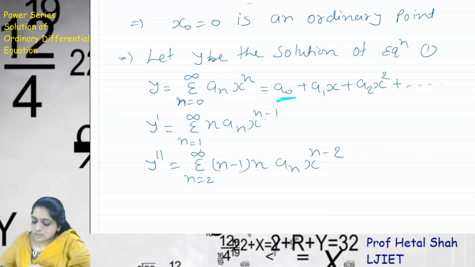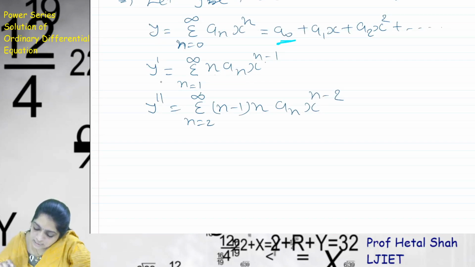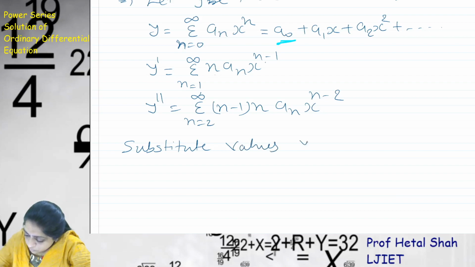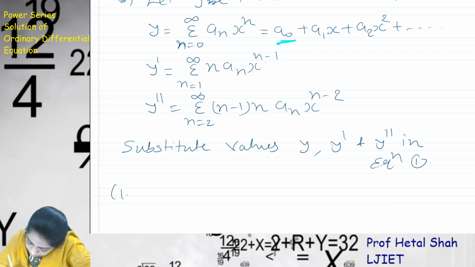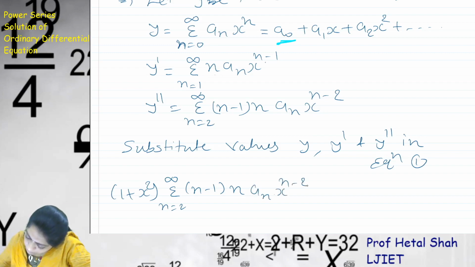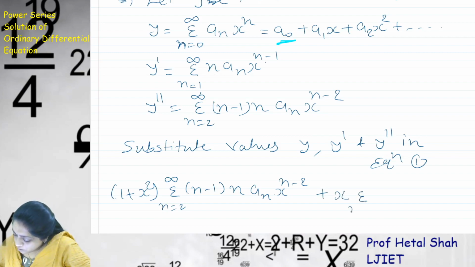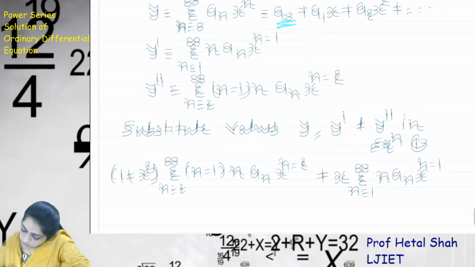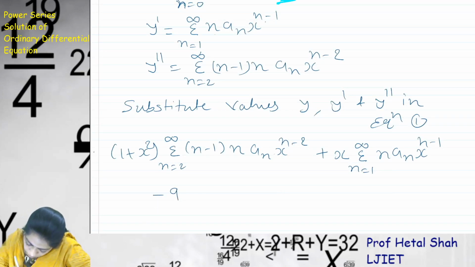Students, we substitute the values of y' and y'' in the given equation. Substitute the values of y' and y'' in equation 1. We get (1 + x^2) times the value of y'', which is summation n = 2 to infinity n(n-1) a_n x^(n-2), plus x into the value of y', running from 1 to infinity n a_n x^(n-1), minus 9 times the value of y, summation n = 0 to infinity a_n x^n, is equal to 0.